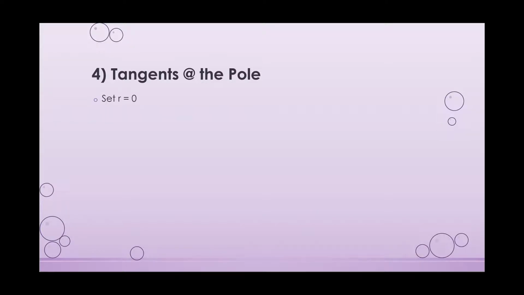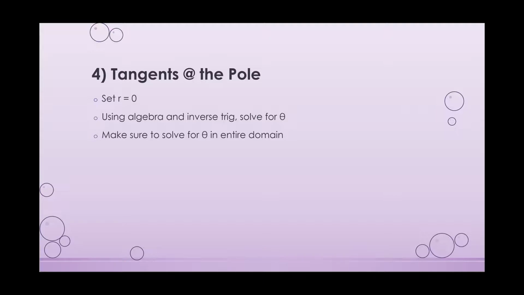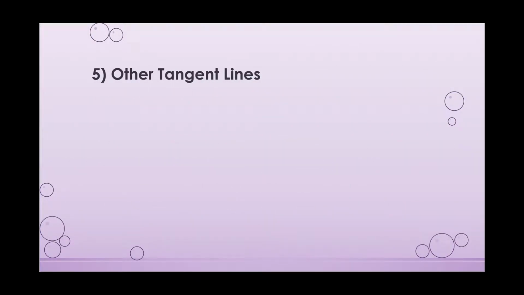Now we're talking about tangents at the pole, so this is pretty simple. First, we have to set r equal to 0, and then using algebra and inverse trig, we must solve for theta, but we have to make sure to solve for theta in the entire domain, which is given in topic 1. Now we have to take the tangent of each theta and write the equation of the tangent line. For example, if the tangent of theta is 1, our coefficient in front of x is 1 and y equals x.